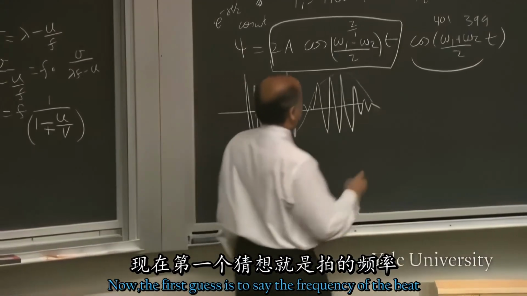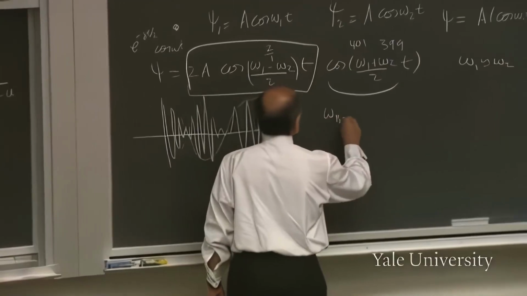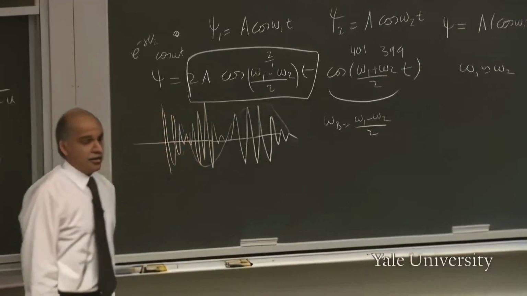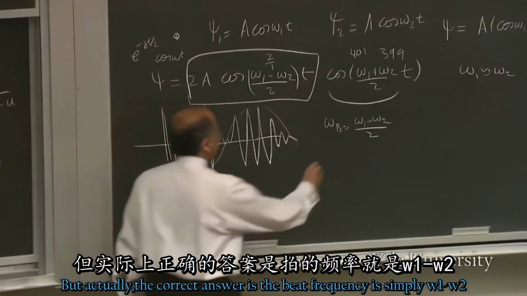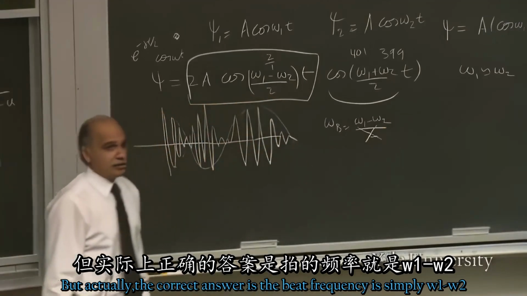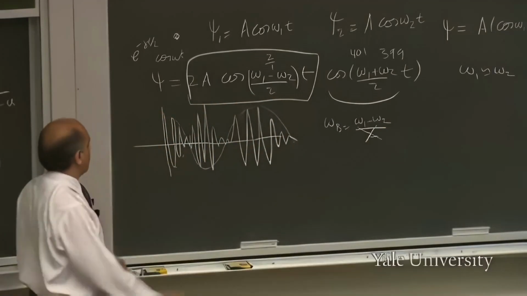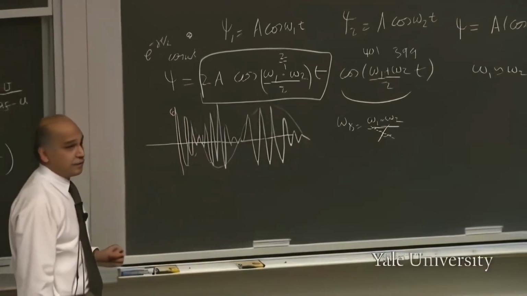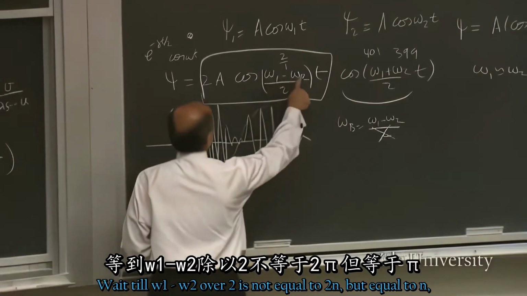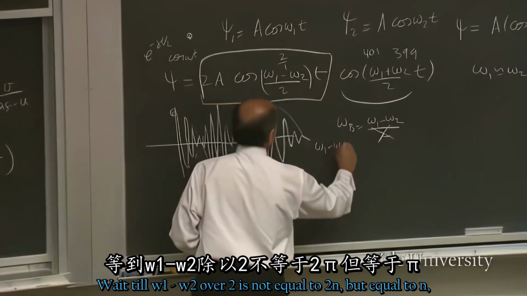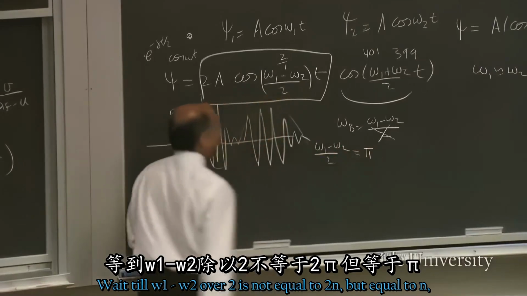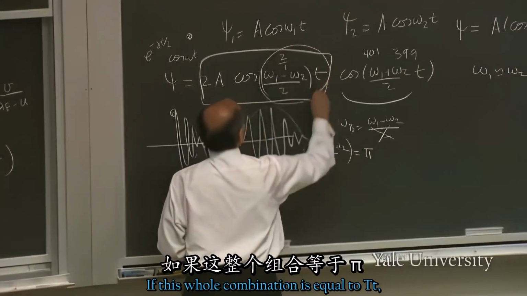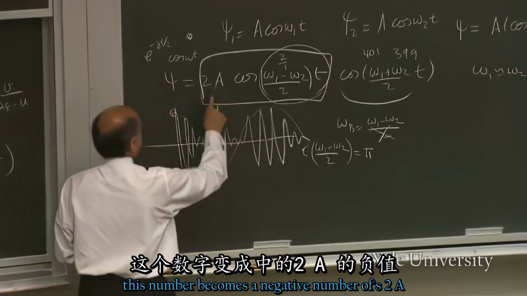Now, the first guess is to say the frequency of the beat is omega 1 minus omega 2 over 2, because that's what seems to appear here. But actually, the correct answer is the beat frequency is simply omega 1 minus omega 2, and I will tell you why. At t equal to 0, when the cosine had a value 1, you got an amplitude 2a. Wait till omega 1 minus omega 2 over 2 times t is not equal to 2 pi, but equal to pi. If this whole combination is equal to pi, this number becomes a negative number of size 2a.